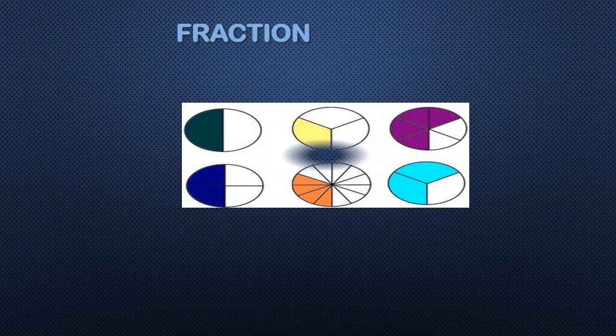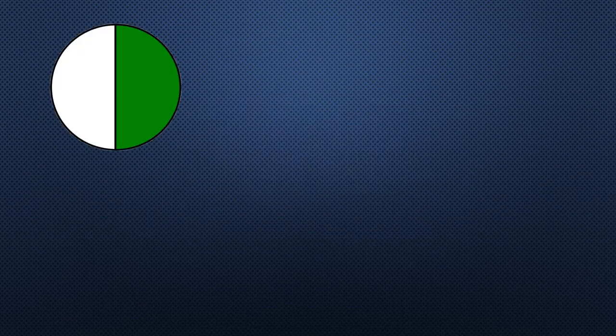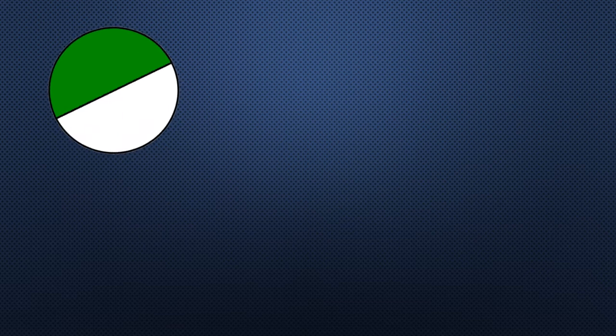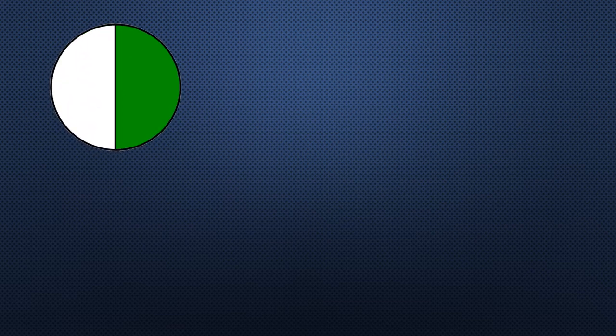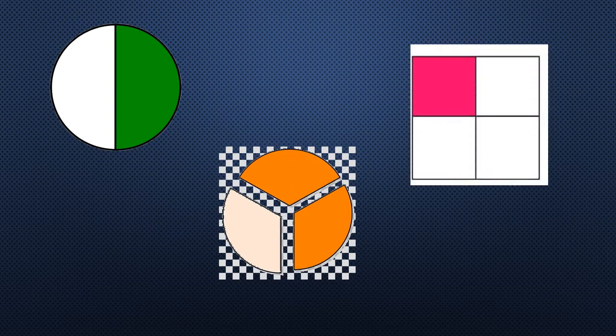To be able to divide anything we want, we need to learn fractions. When we learn fractions, we can divide anything we want into equal parts. Like this, we divided the circle into two equal parts. And here we divided into three equal parts. And the square we divided into four equal parts. It must be equal parts. We can divide it into anything we want: 5 equal parts, 2 equal parts, 8 equal parts, any number we want.